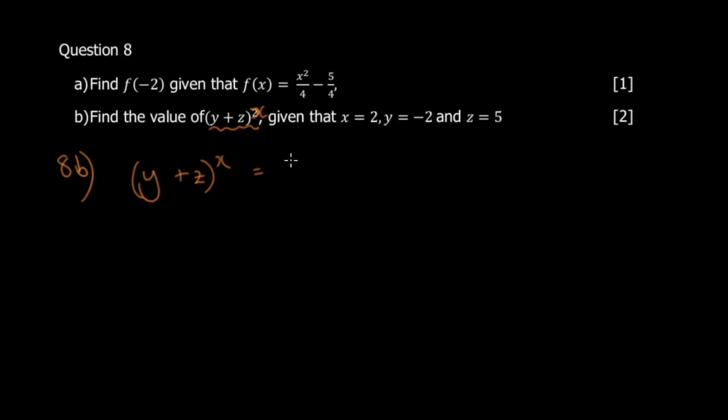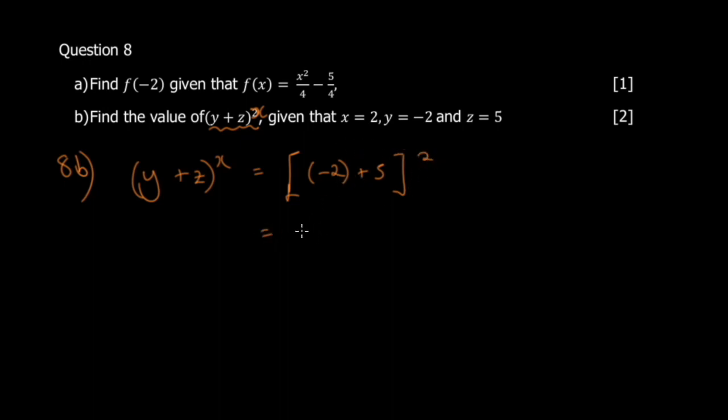So we need to substitute these values, and that's why we're using big brackets, so that our math is a little bit cleaner. This one is -2 on y, then on z it's what? It's 5. So -2 plus 5 to the power x. x is equal to what? It is equal to 2.